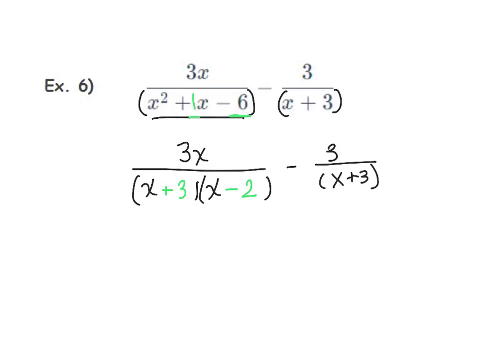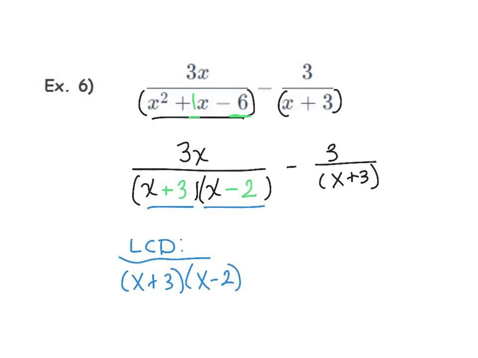And now I can try to find my lowest common denominator. So looking at the first term, or the first expression, I'm going to need factors of x plus 3 and x minus 2. Looking at the second term, I need a factor of x plus 3. Well, I already have a factor of x plus 3, so I don't need to add a second one. So this is my least common denominator, x plus 3 times x minus 2.